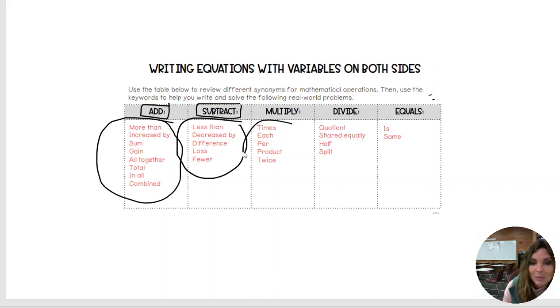Times, each, per, product, twice. Whenever you see these words, these all mean to multiply. Another word that means to multiply that's not on this list that I would like to add is the word of.